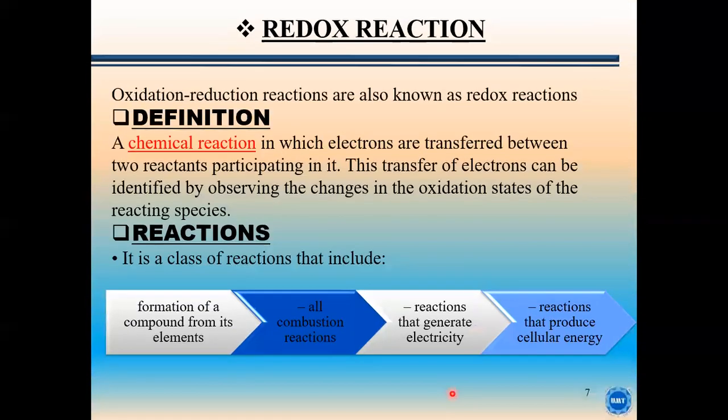the chlorine. What are redox reactions? Oxidation reduction reactions are also known as redox reactions. It is basically a chemical reaction in which electrons are transferred between two reactants participating in the chemical reaction. The transfer of electrons can be identified by observing the change in the oxidation state of the reacting species. These reactions include the formation of a compound from its elements, all combustion reactions, reactions that generate electricity, and reactions that produce cellular energy.